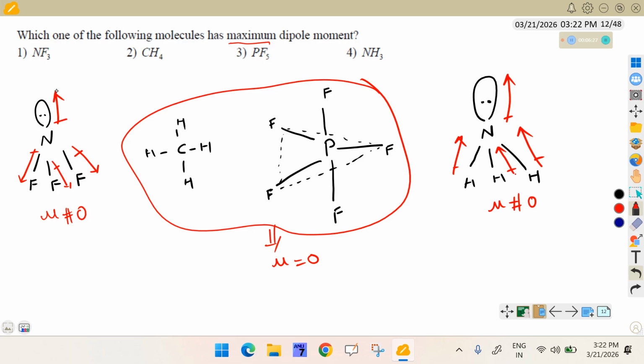Nitrogen lone pair: electrons move towards the lone pair side. In NH3, break the bond between nitrogen and hydrogen. Nitrogen is the more electronegative element. That's the reason electrons move towards the nitrogen side. In case of NH3, all the electrons move in a single direction. But in NF3, electrons move in opposite directions. Maximum dipole moment is the question. So fourth option is the correct option.